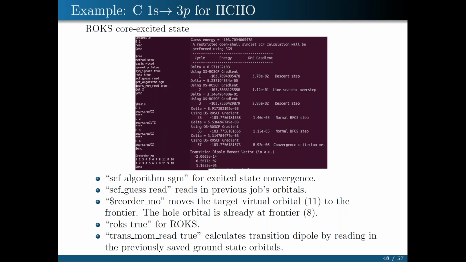And finally, we need a transform read such that it reads the previously saved orbitals to compute the transition dipole moment. And we make this run, and we converge onto an excited state energy and transition dipole soon afterwards.